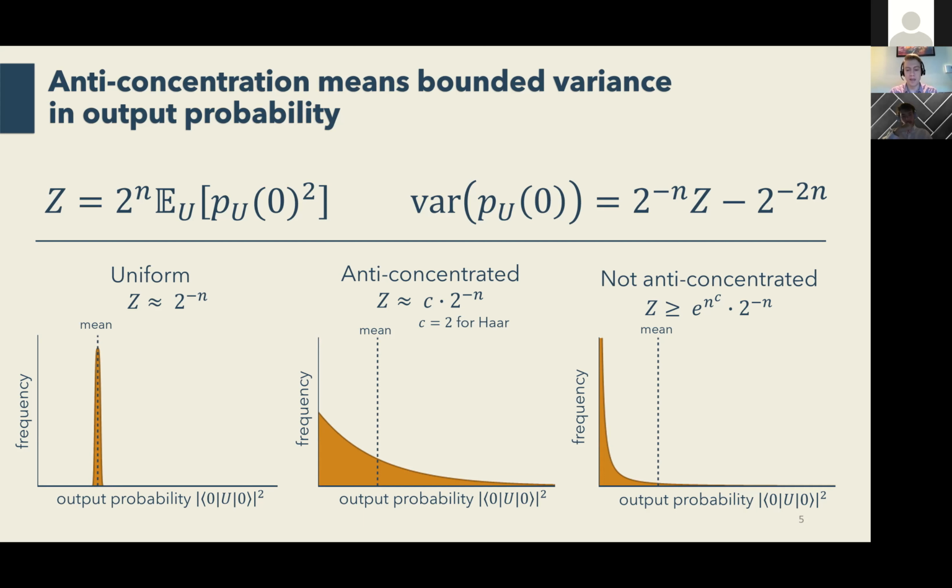And so the point of anti-concentration is to differentiate between this last example and the middle example. And the picture that we should have in our mind is that when we start our circuit, if we don't do very many gates, we're going to be in the right example. And as we do more and more random gates, we slowly approach this middle situation as we reach anti-concentration.